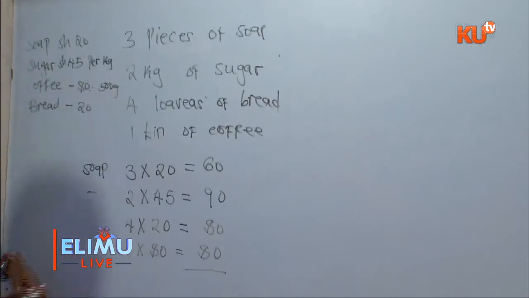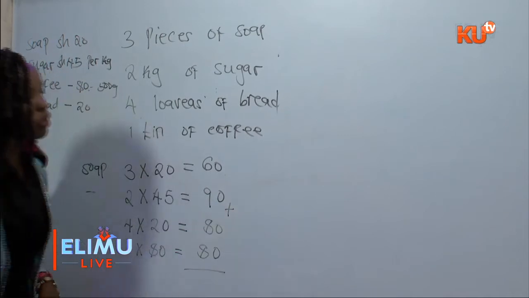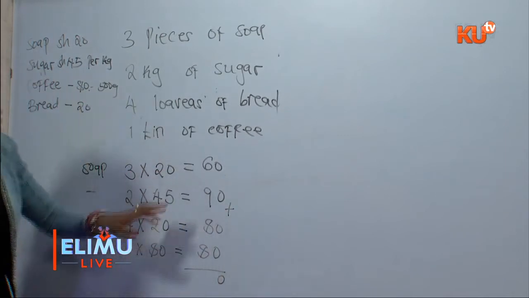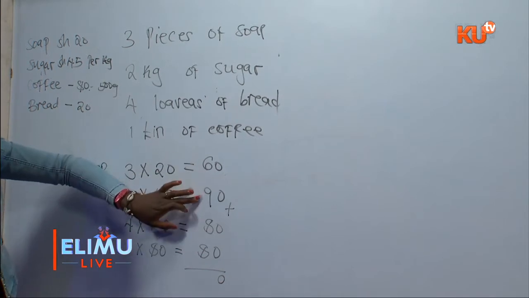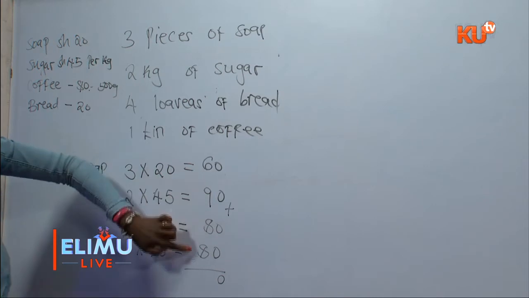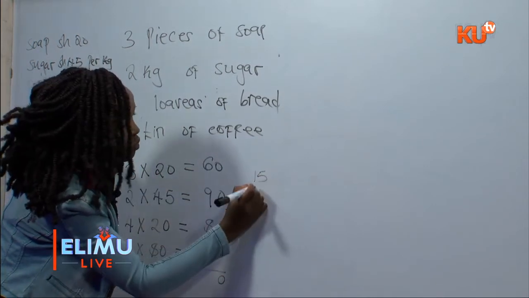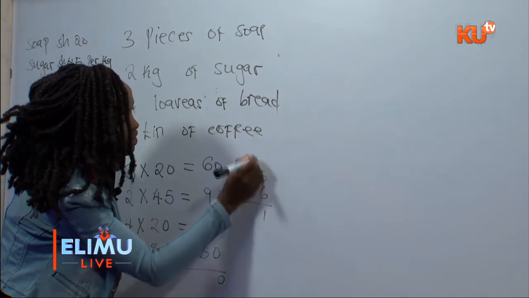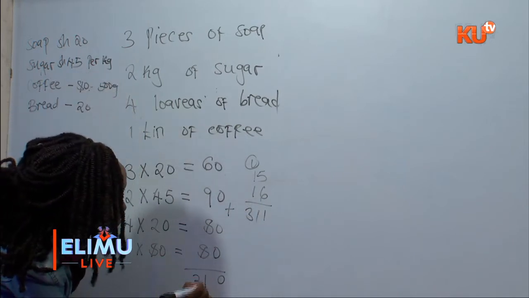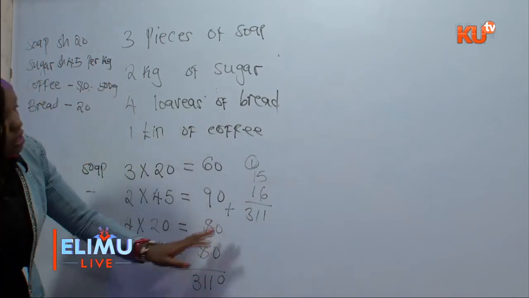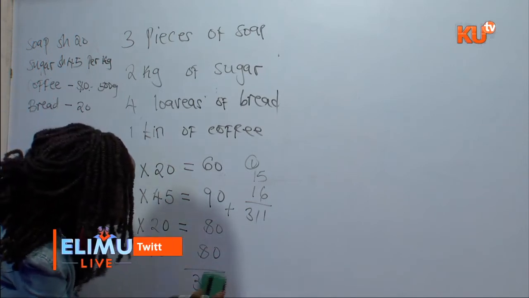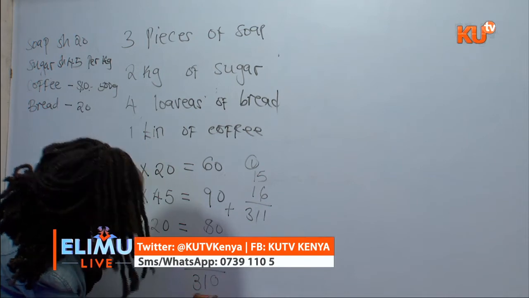So from there now we add. We get the total cost. So when we add here, we are going to get 0. 9 plus 6, we get 15. 15 plus 16, we get 31. 310 is the total cost of the items.